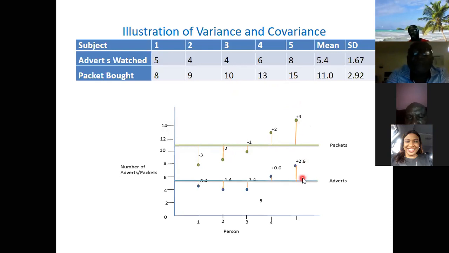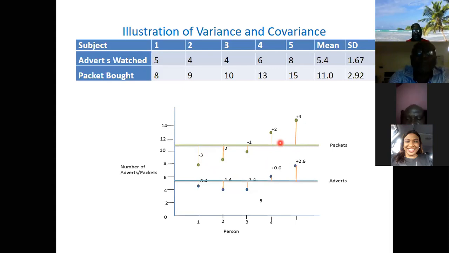You will see the direction of where the initial set is. Can you see in the initial set, the first 3 people, the number of adverts was below the mean, and the last 2 people is above the mean. Whereas for the packet bought, it's the same thing. The first 3 people below the mean, and the next people above the mean. You can see the way the flip is in the same direction.